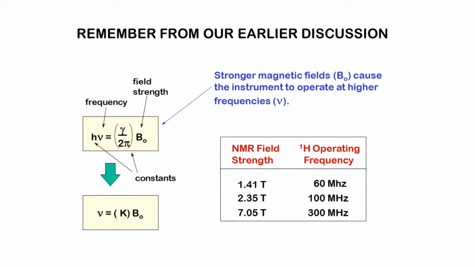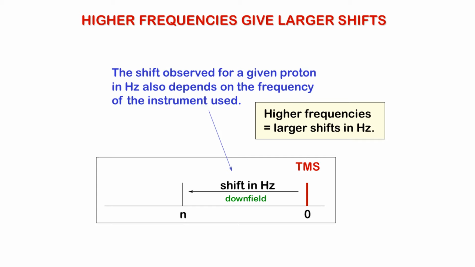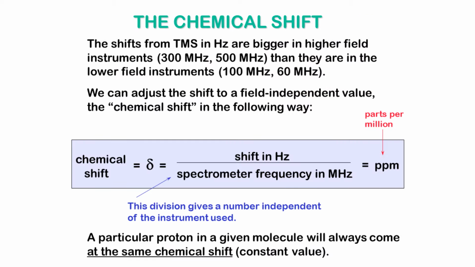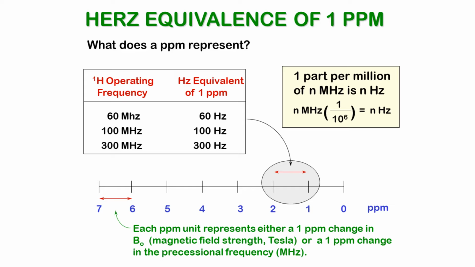Stronger magnetic fields cause the instrument to operate at higher frequencies, affecting the NMR spectrum. Higher frequencies result in larger shifts in Hertz for a given proton, influencing the observed chemical shift. We can adjust the shift to a field-independent value called the chemical shift, measured in parts per million, ppm. 1 part per million, ppm, represents a specific change in magnetic field strength or frequency, providing a standardized measurement.